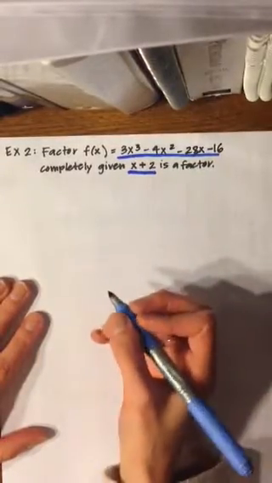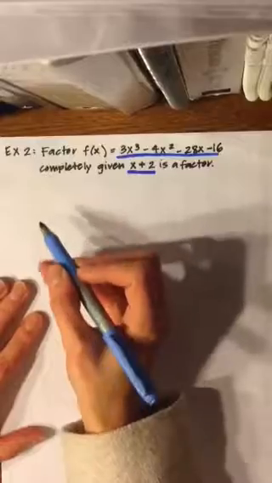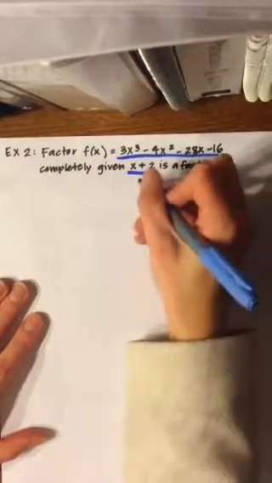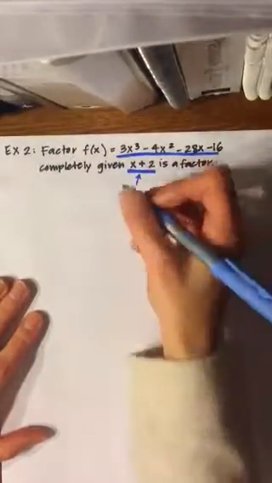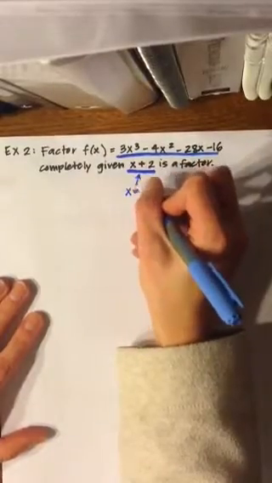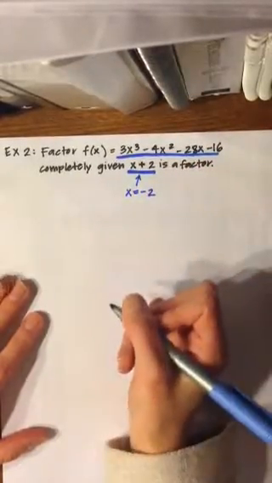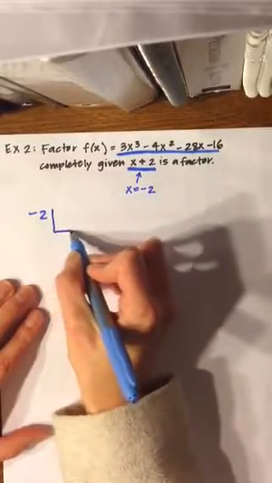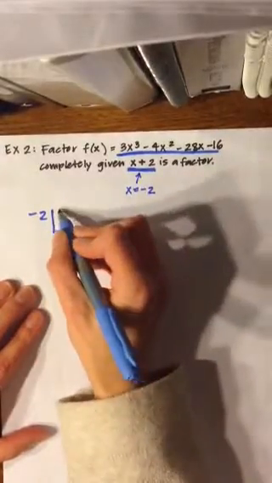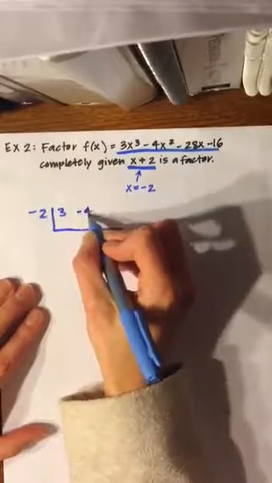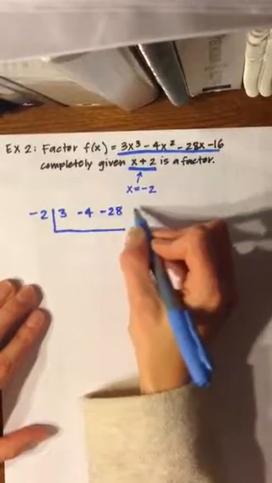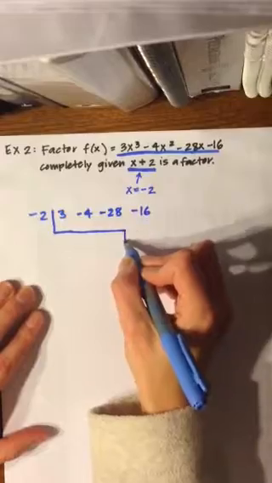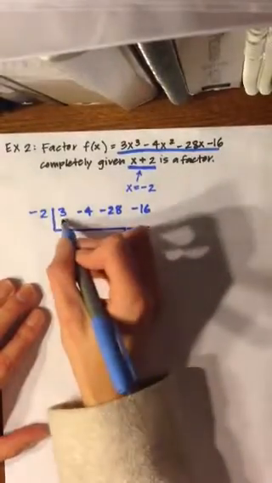And the way to do that, which we did in class today, was to divide it synthetically by using x plus 2, the factor, in its zero form. So x equals negative 2. So we want to set up a synthetic division problem where x equals negative 2, plugging that in to the polynomial with synthetic substitution.